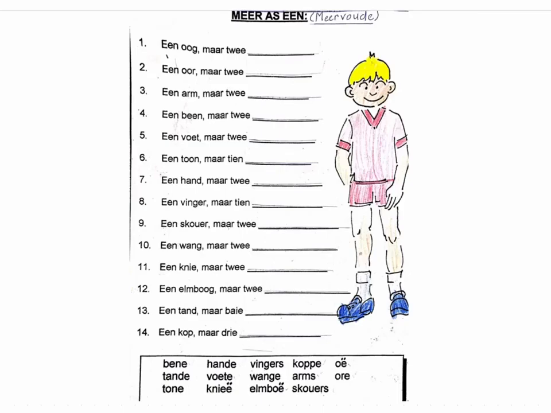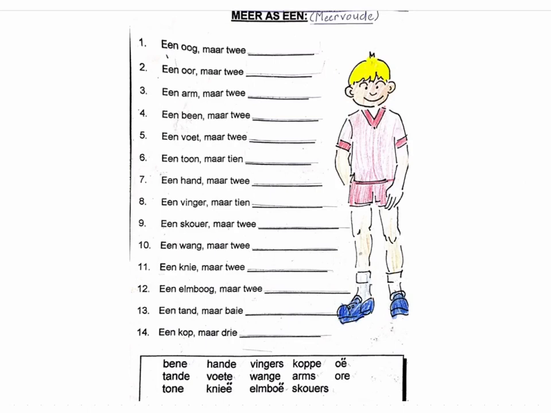Okay, boys and girls, we are now going to look at the worksheet that will be uploaded for you to complete. But I just want to refer to it so that you can understand what to do. Okay, the first one is een oog, maar 2. And we did discuss this already. Can you guess the answer? Yes, it's oor. So if you can repeat, een oor. Oor means ear, maar 2 ore. Een arm, maar 2. And of course, all the answers are at the bottom.